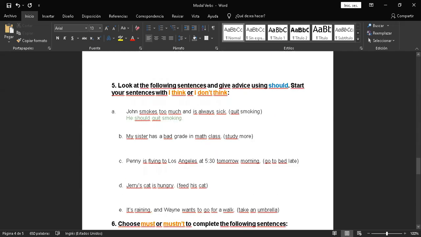Next, it says, look at the following sentences and give advice using should. Start your sentence with I think or I don't think. For example, the context says, Jonah smokes too much and is always sick. So what are you going to suggest? He should quit smoking.